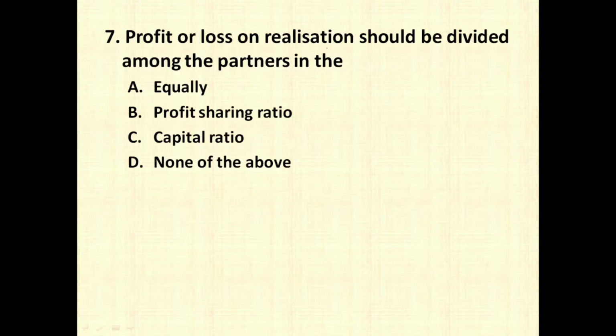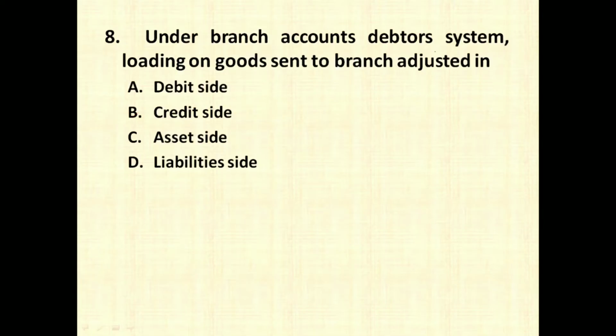Profit or loss on realization should be divided among the partners in the: equally, profit sharing ratio, capital ratio, none of the above. So it is option number B, profit sharing ratio. Under branch accounts, debtor system, loading on goods sent to branch is adjusted in: debit side, credit side, asset side, liability side. So very simple, it is option number B, credit side.